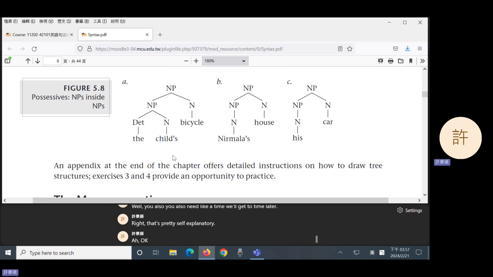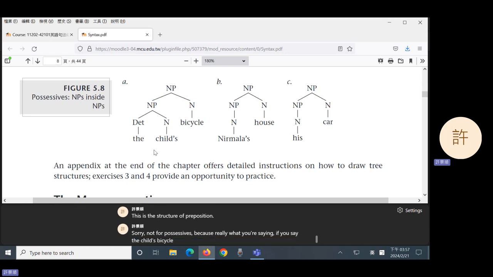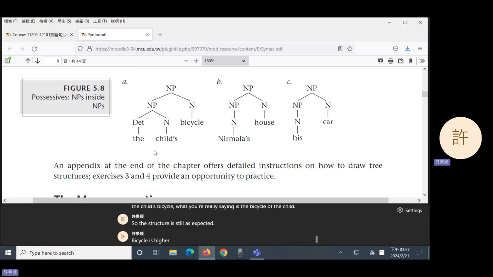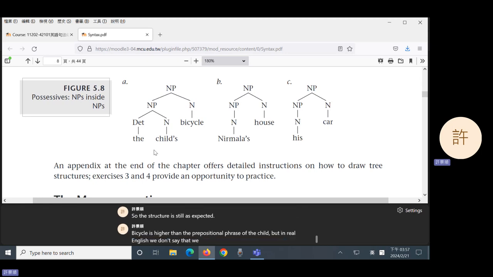Okay. So this is the structure of possessives. Because really what you're saying, if you say the child's bicycle, what you're really saying is the bicycle of the child. So the structure is still as expected. Bicycle is higher than the prepositional phrase of the child. But in real English, we don't say that. We say the child's bicycle.